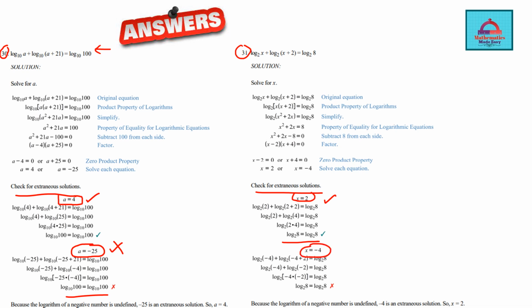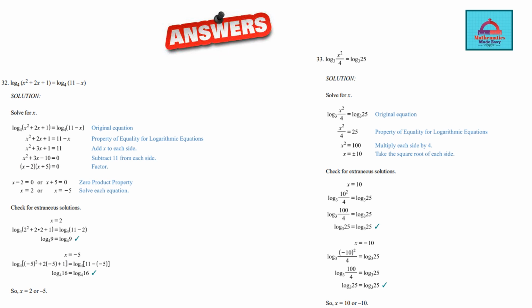The other one, negative 4, is rejected. Very important. So following are the answer key for question 32 and 33. When we had solved 32 together, we had got two roots, x equal to 2 and x equal to minus 5. When you substitute to check for extra roots, both of them satisfy. Hence, we are confident in saying that both are the roots.